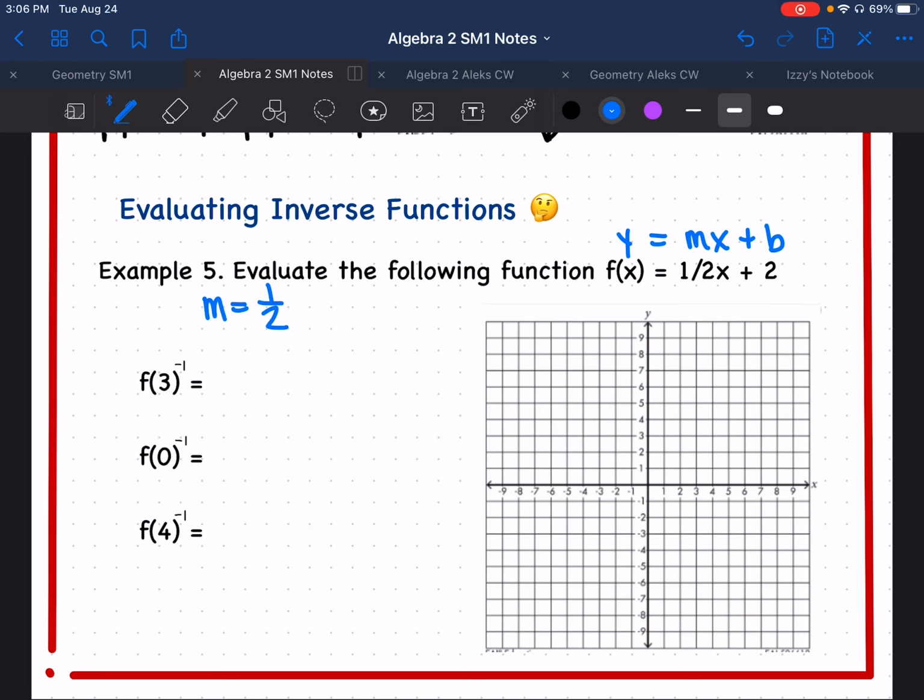I'm going to move 1 up and 2 to the right, or I can switch it, 1 down and 2 to the left. And my b, my starting point, is going to be +2. So let's go ahead and start at +2 on the y-axis. And then let's move 1 up and 2 to the right, 1 up and 2 to the right, 1 up and 2 to the right. And I'm just going to simply do that till I run out of space. Now, it's very important on this one that you do this until you run out of space.